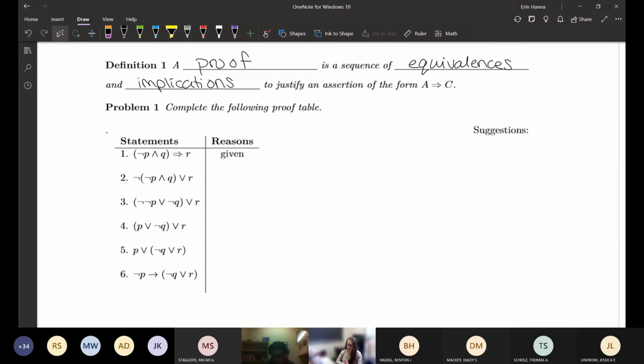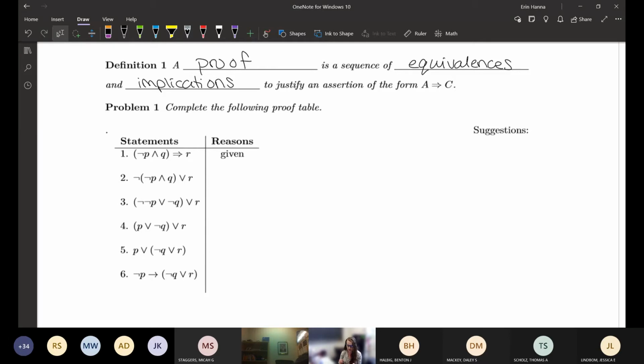So we're going to start by completing a proof table. We are going to do some proofs completely from scratch in a second, but first we're going to start with something that looks like this. Now, a lot of your homework, I think there's only one like this on the homework. Anyway, especially in terms of assessments.